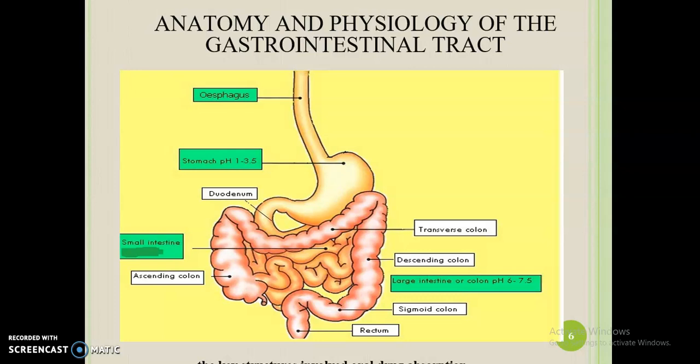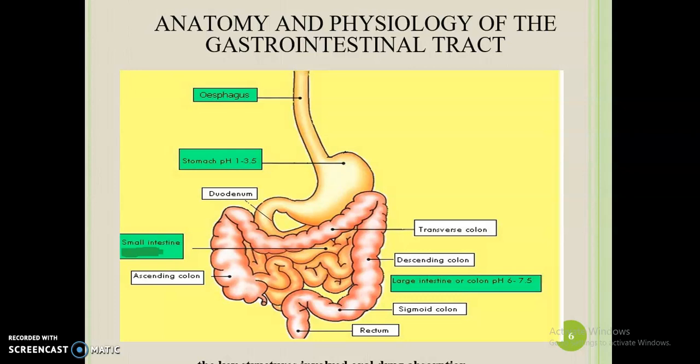The main part of the diagram of this GI tract. From this diagram you can understand that when we are taking any drug or food by the oral route, it moves through the esophagus. After the esophagus there is the stomach. Drugs come into the stomach.